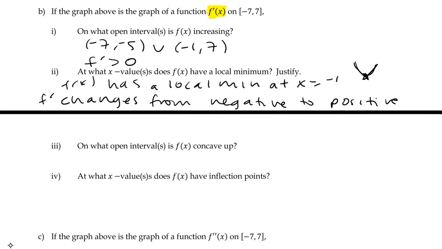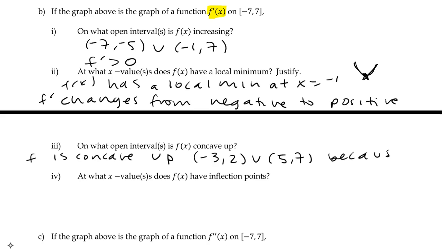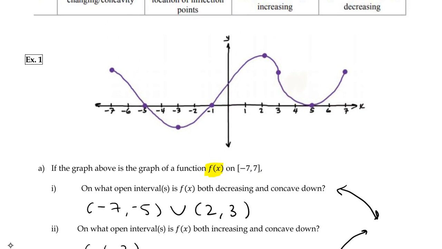Okay, let's go ahead and list that. So f is concave up. Go back and look at your graph if you need to. It was -3 to 2 and 5 to 7. How did we know? Because f prime is increasing. So -3 to 2 and 5 to 7.